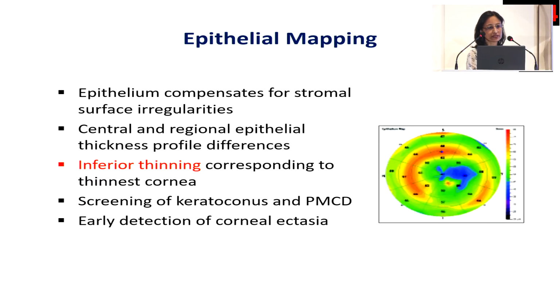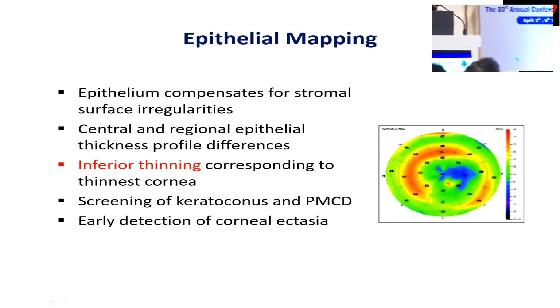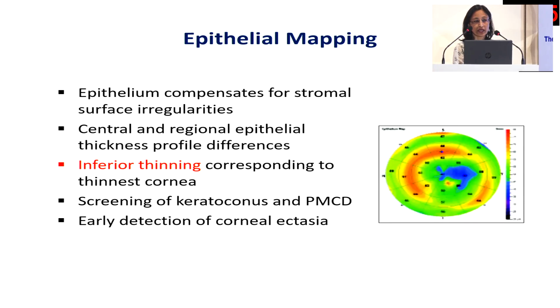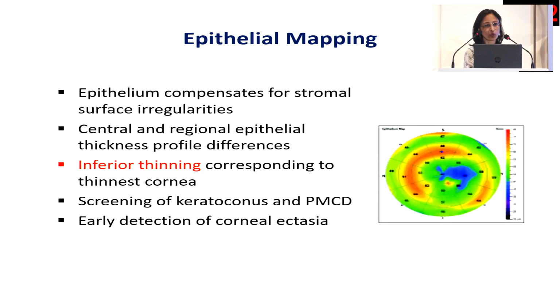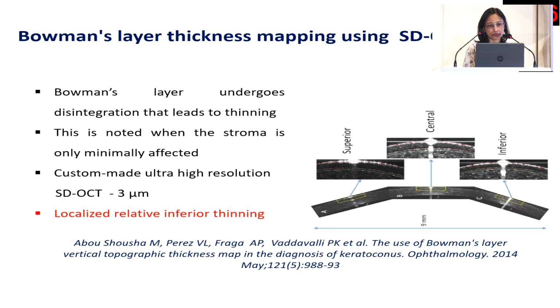Epithelial mapping is a newer concept which is based upon the observation that epithelium compensates for the underlying stromal surface irregularities. And it is seen as the inferior thinning corresponding to the area of thinnest cornea. And we use it to screen the cases of keratoconus, PMCD, as well as early detection of corneal ectasia. And in our routine practice, we use it for all the cases who are planned for trans-PRK to measure the epithelial thickness. Now, even before the epithelium is involved, we can see the disintegration of Bowman's membrane, which is seen as relative inferior thinning on the spectral domain OCT.